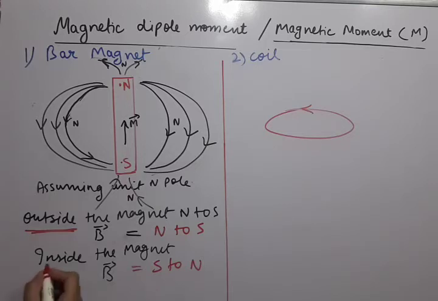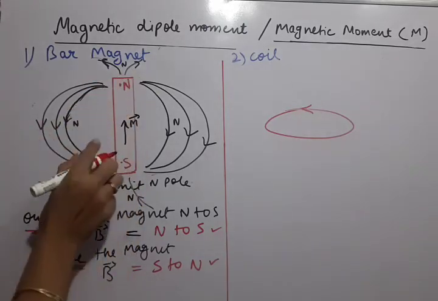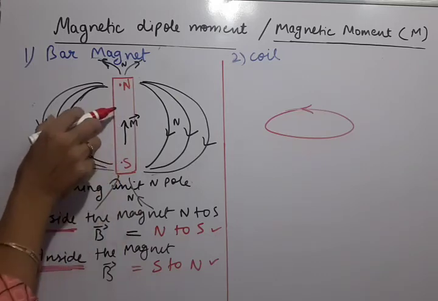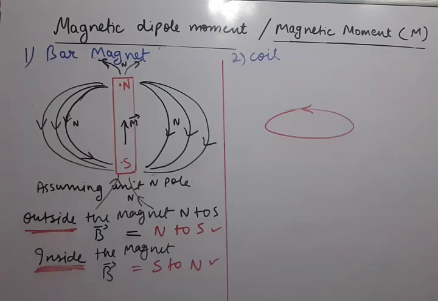And what you have to remember here is that outside the magnet, the field lines are from N to S, and inside the magnet, the field lines are from S to N. Okay, and inside we show the magnetic dipole moment also. So the magnetic dipole moment and field B are in the same direction.